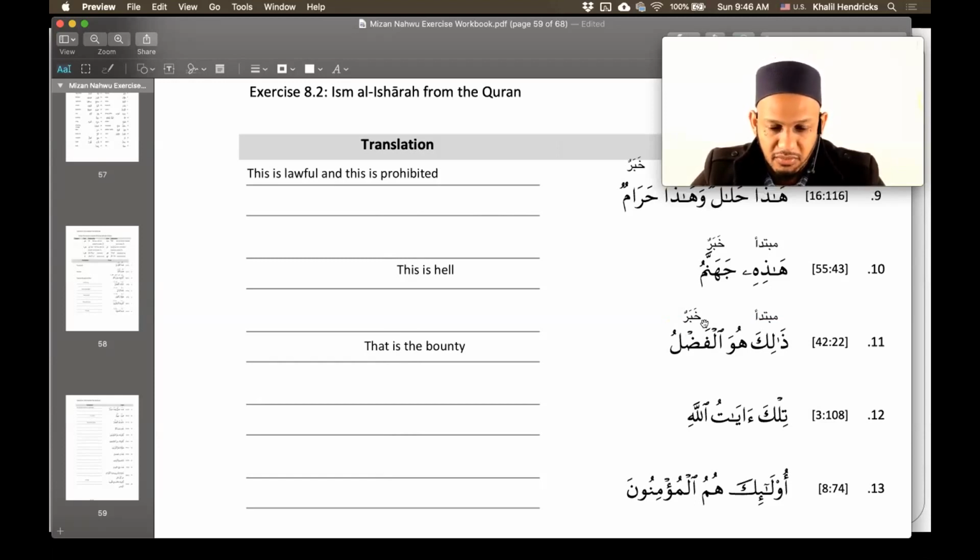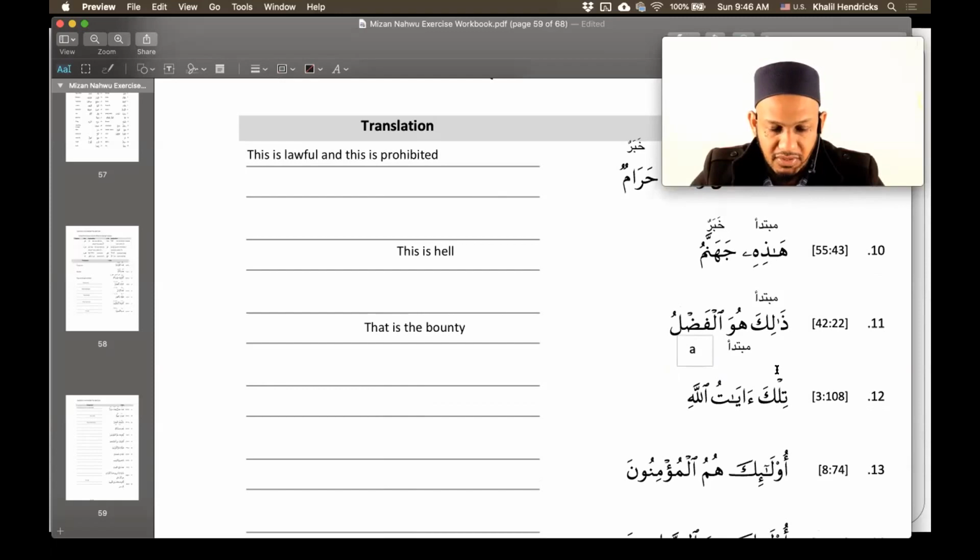The second option is that you can make huwa a mubtada and make the fadlu a khabar. In other words, it's like one set. Huwa al-fadlu, it is the bounty, and this whole thing is the khabar for dhalika. I don't stress too much about it, but for those of you who want to know the labels, those are the two options. You can say the huwa is the mubtada and the fadlu is the khabar, and this whole thing is in the place of the khabar for dhalika.